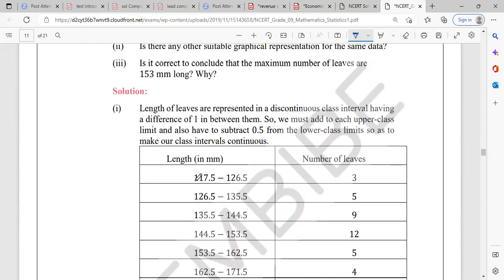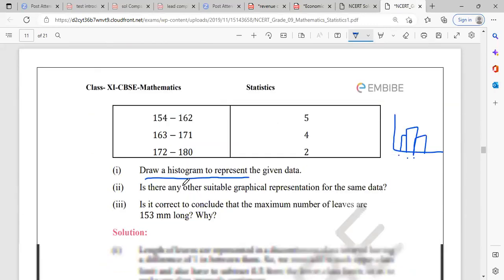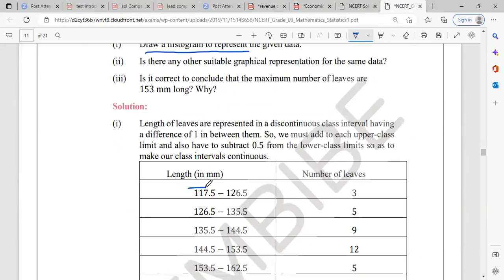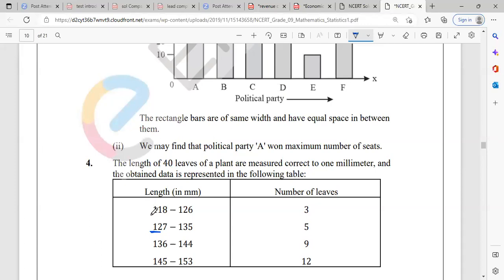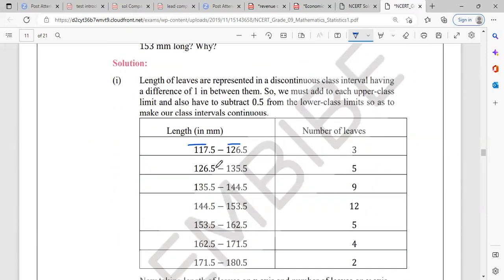It's 118, so you are going to subtract 0.5 from here and add 0.5 here. Clear? So when you subtract 0.5 here, it will be 117.5. And if you add it over here, it will be 126.5. If you subtract 0.5 from the next, it will be 126.5, and you add it, it will be 135.5. So it will look like this, and now the numbers will remain the same.